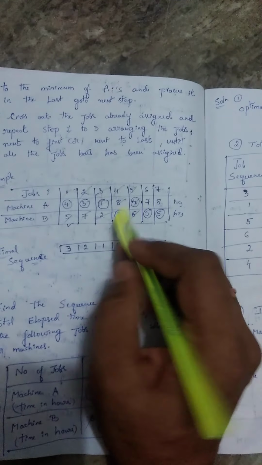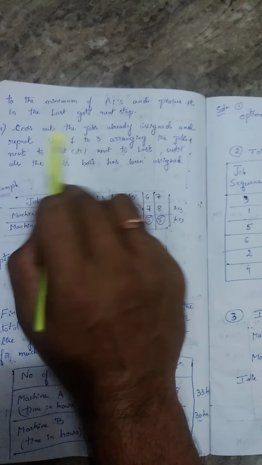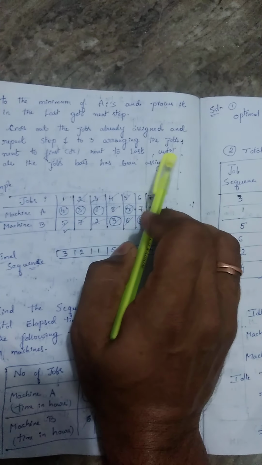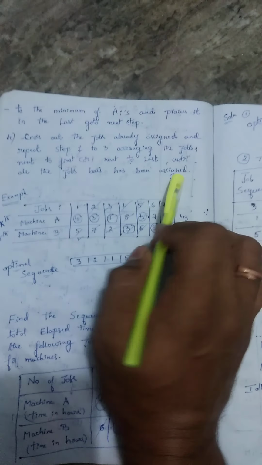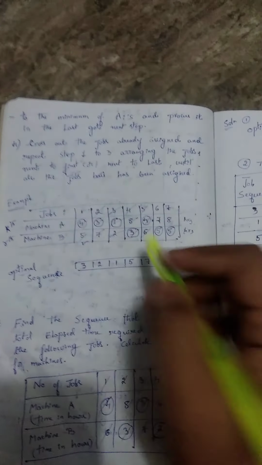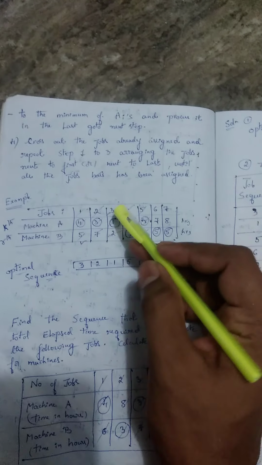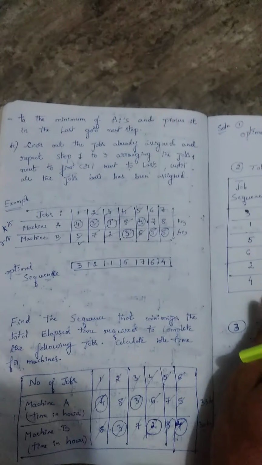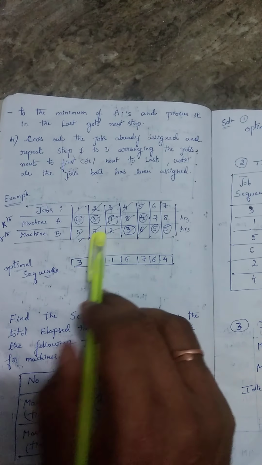Okay, next we cross out the jobs already assigned and repeat step 1 to step 3, arranging the jobs next to first and next to last until all the jobs have been assigned. After assigning the job, we cross out that particular job. Job 3 is already assigned, that means we cross out this job. Okay. Next, which is the smallest one?